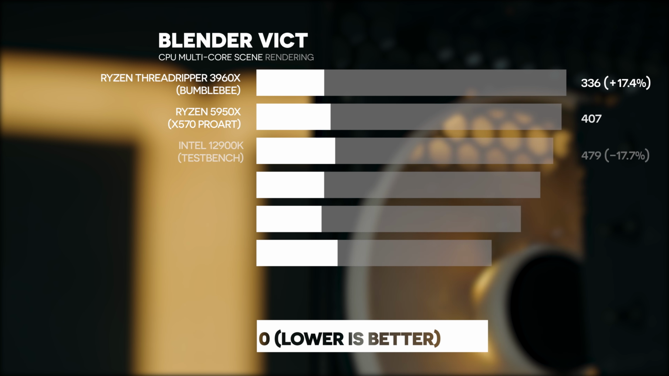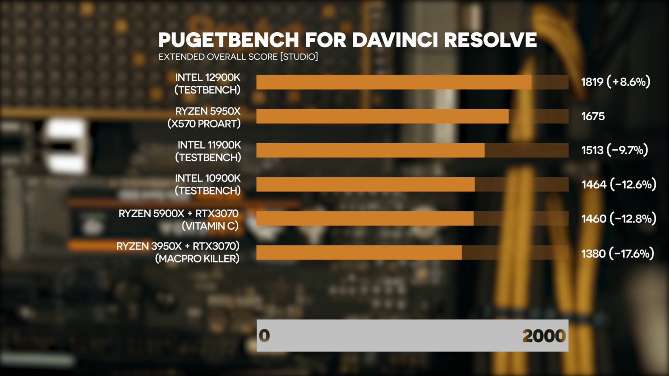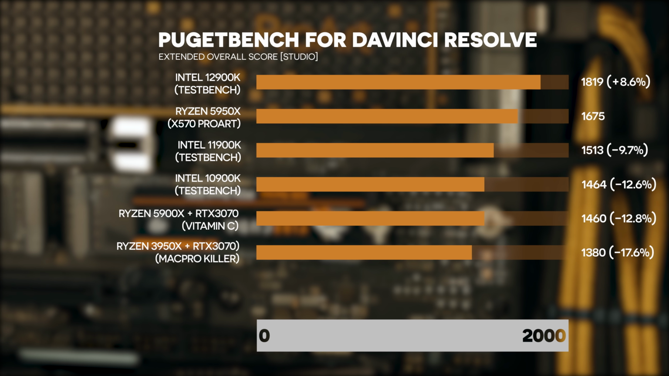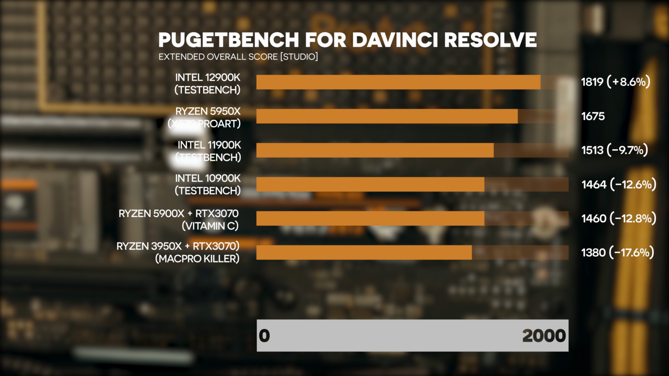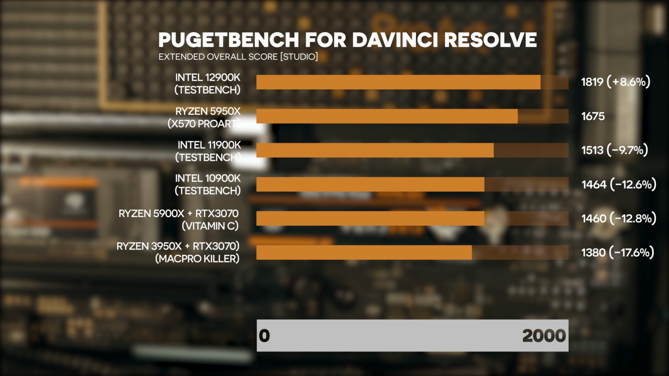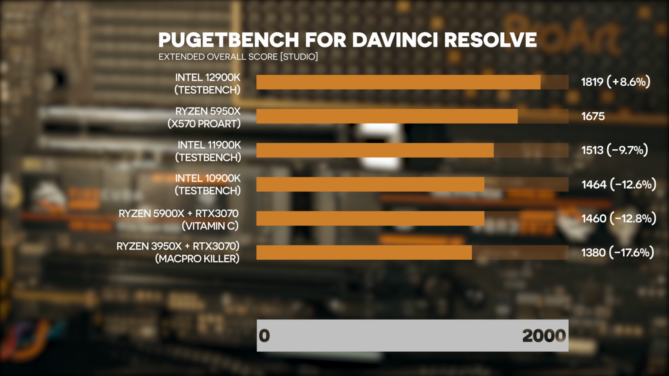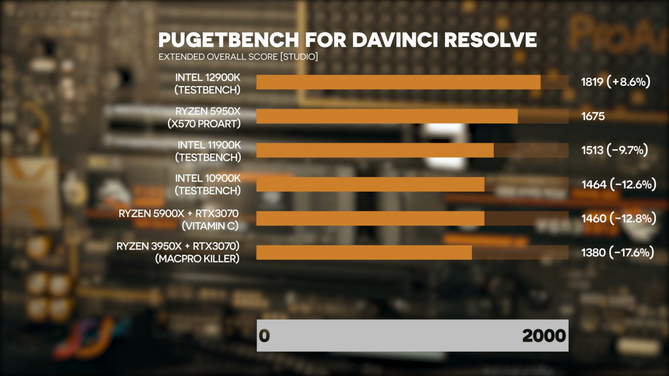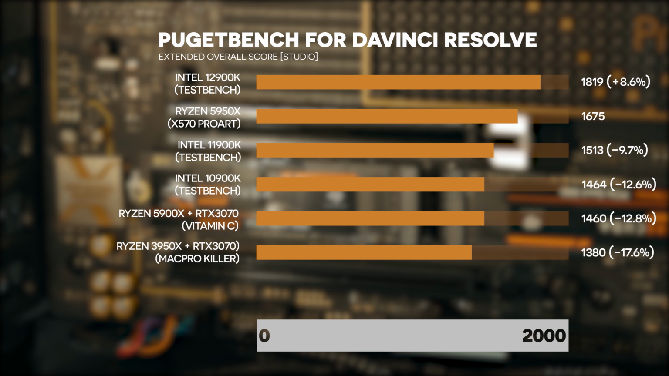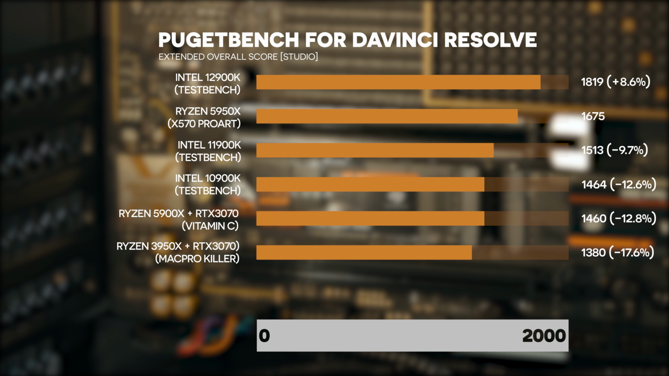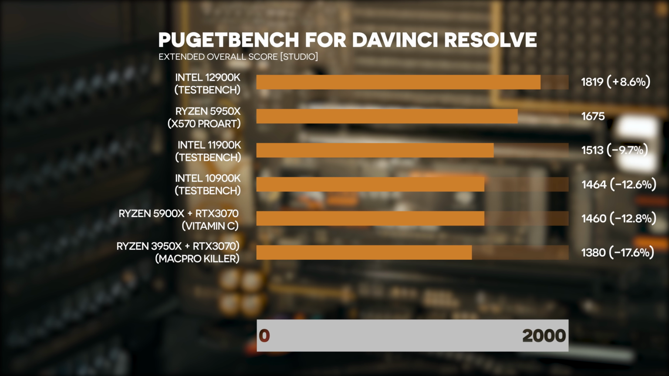Last of all, let's have a look at DaVinci Resolve benchmarks. This is the extended overall score, and what you can see over here is that the 12900K is 8.6% faster than this over here. The 11900K is 9.7% slower than our system over here, and the 10900K is 12.6% slower.